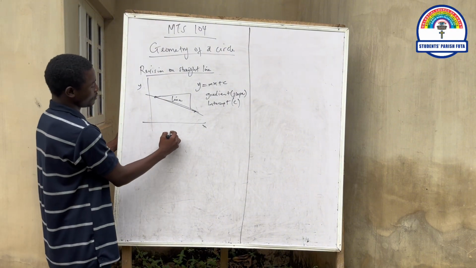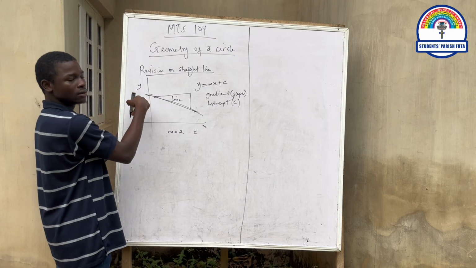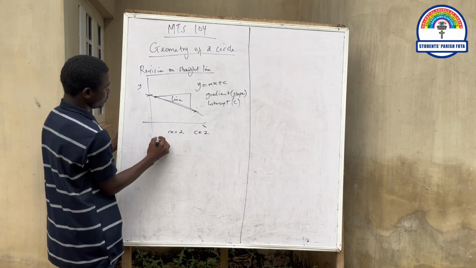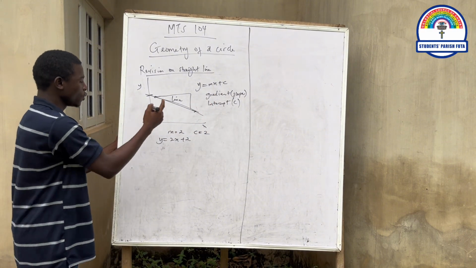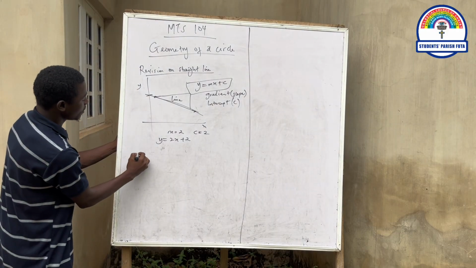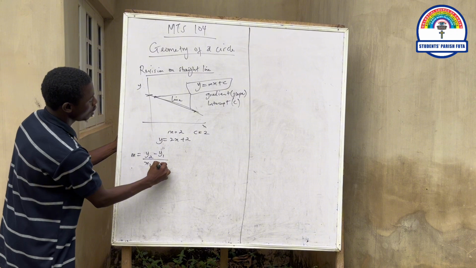So let's assume I have my gradient to be 2 and my c, your c means where it cuts the y axis. So my c is 2, so it means my equation is y equals 2x plus 2. Do you understand? This is the general equation of a straight line, but your formula for your m will be y2 minus y1 over x2 minus x1.